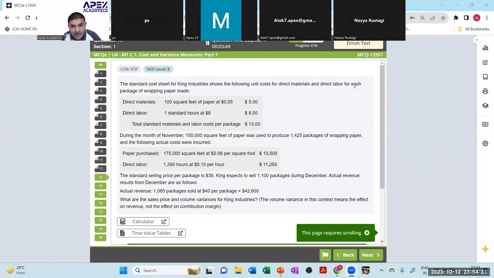It is for each package made. Means this is for how many units? 1 unit. Am I clear about this? Yes or no? Yes, sir. Direct materials are 100 square feet of paper at this much, costing you this much. So can I say that?